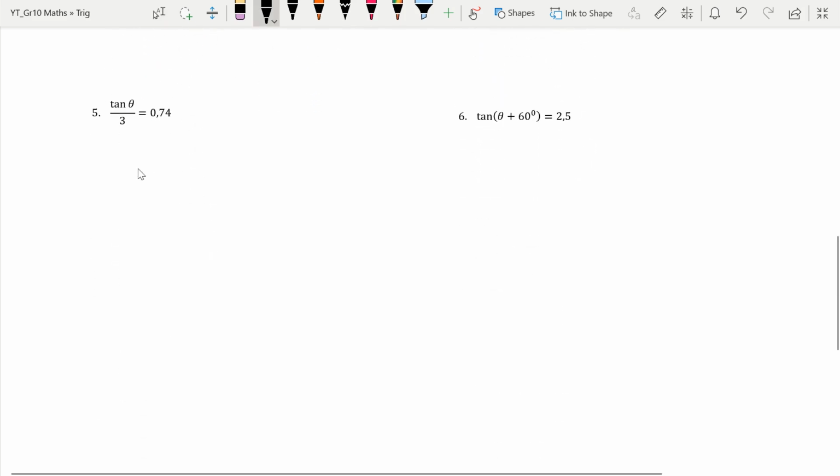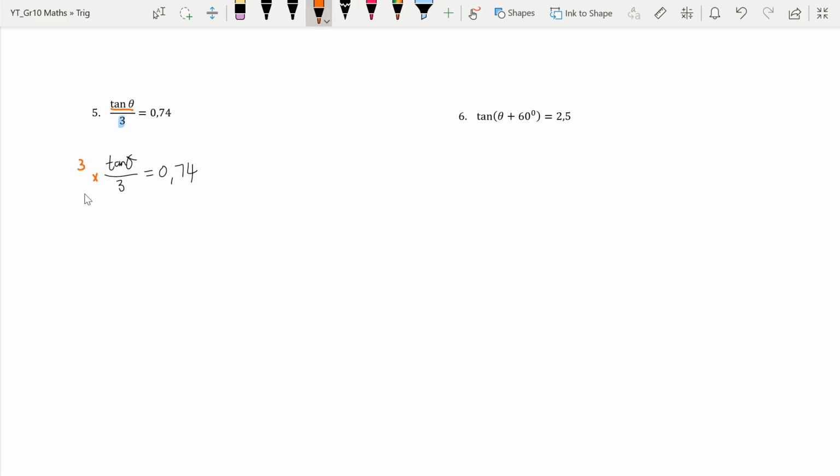Number 5, what is our goal? We first need to isolate our trig ratio, get it by itself before we can use our calculator to solve for theta there. So we need to get rid of that 3. So tan theta is being divided by that 3. What we can do is just multiply this side by 3.